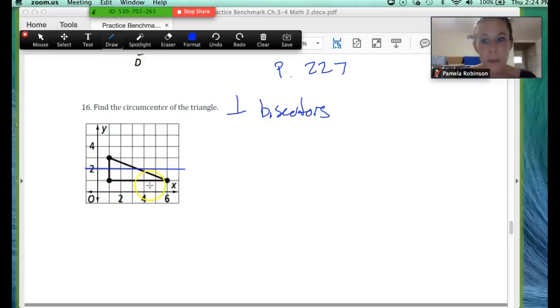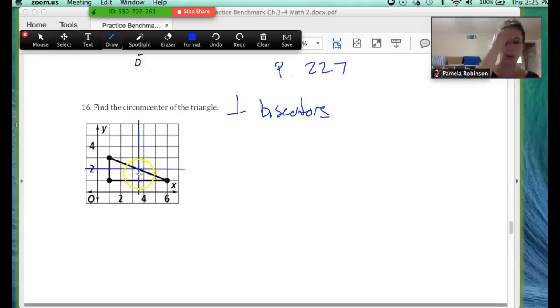Now let's come to this segment. It's 1, 2, 3, 4, 5 across, so halfway will be 2.5 across. So 1, 2.5 right here. This is horizontal, so I'm just going to make a vertical line here. Now there I've got a point.